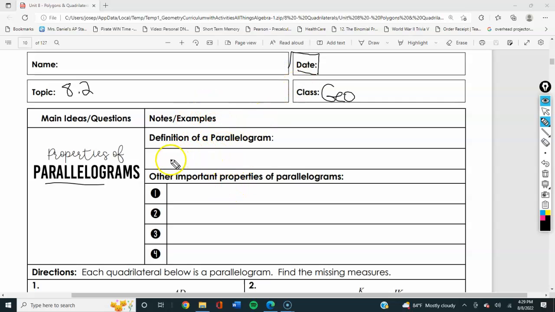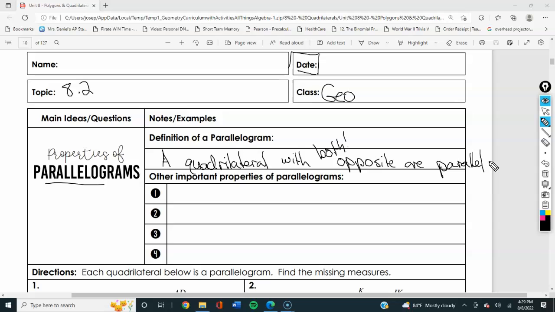Definition of parallelogram. A parallelogram is a quadrilateral, has four sides, with opposite sides parallel, with both opposite sides parallel. Because if only one set was parallel, it'd actually be a trapezoid, which we'll talk about later.